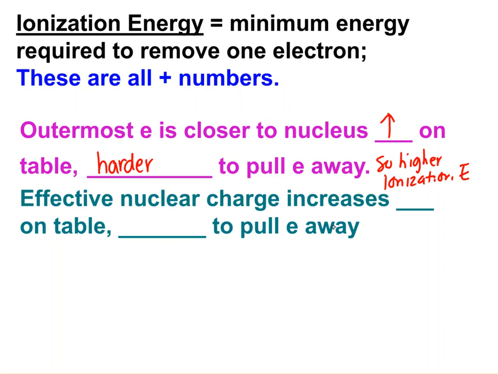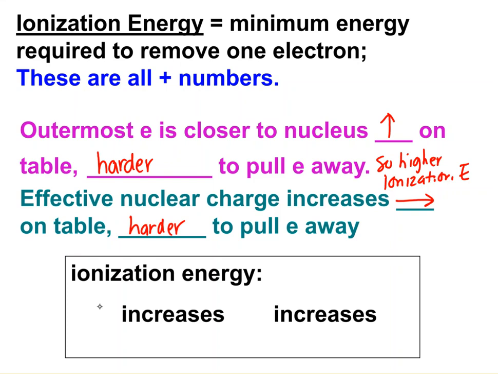Also, effective nuclear charge increases as you move to the right on the periodic table. Same reason as the last one: more protons, same core. And so as you move to the right on the periodic table, the electrons are harder to pull away. So ionization energy increases as you move up on the periodic table and to the right.